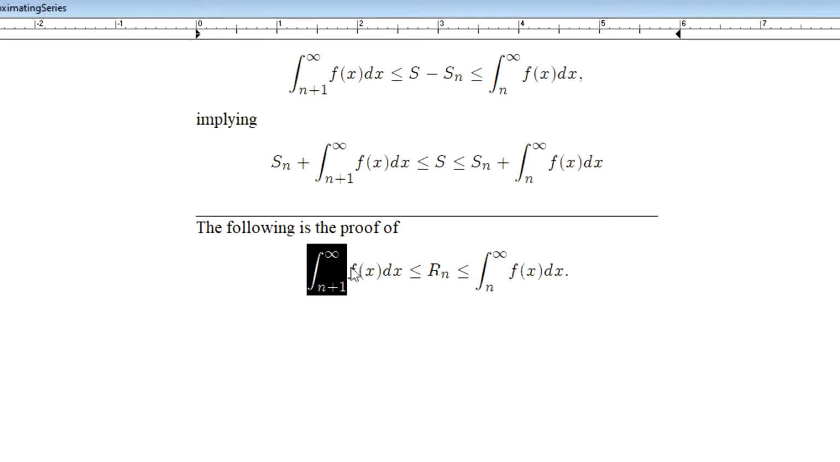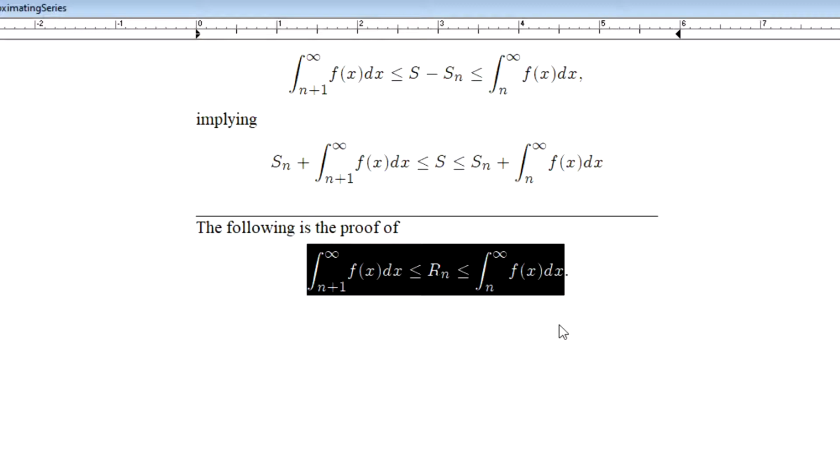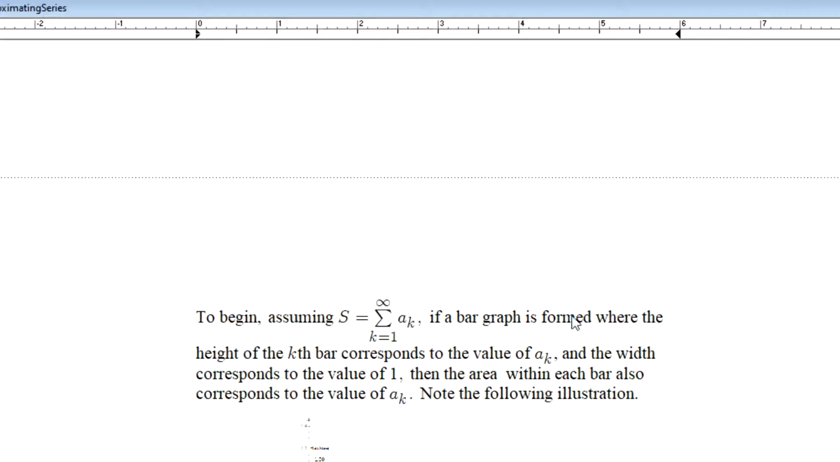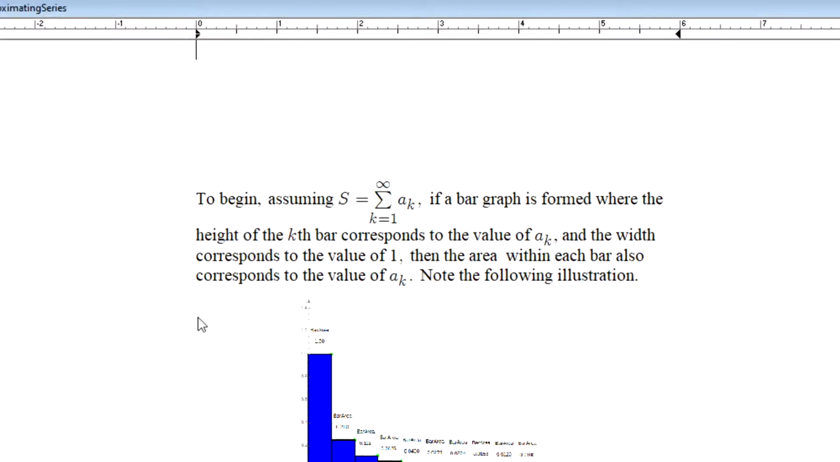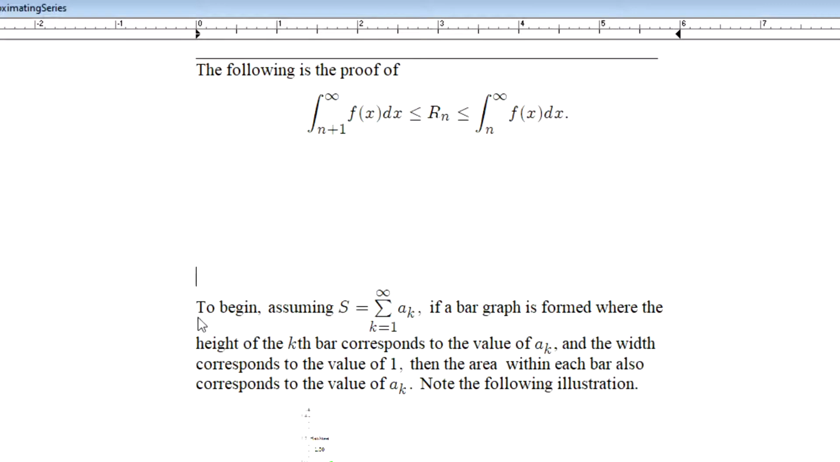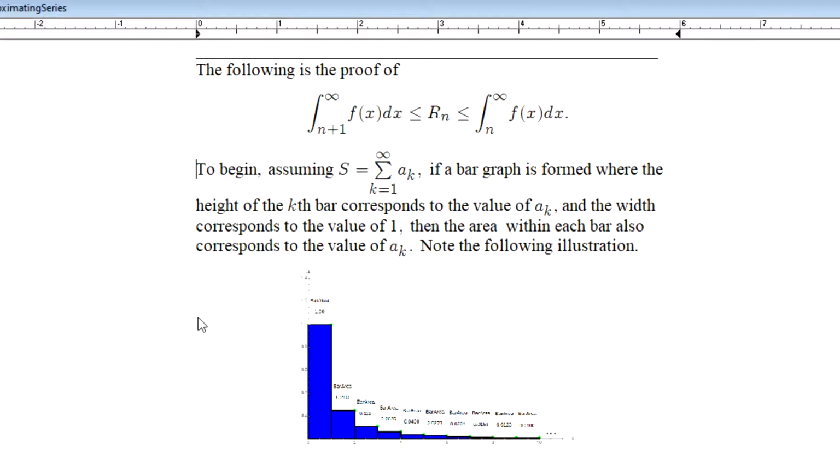The following is the proof of this result, first of all, and it begins as follows. It's a bit of a visual proof here, folks. It's a bit of a geometrical proof of this result.